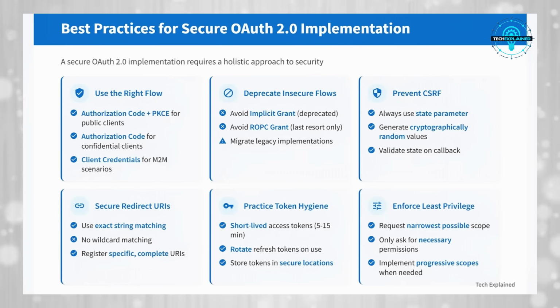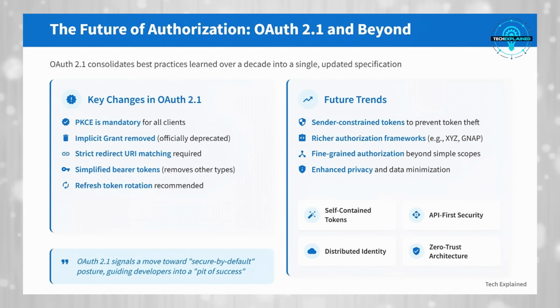The OAuth 2.0 framework continues to evolve. After more than a decade of implementation experience, the industry has developed a clear consensus on best practices, culminating in a new consolidated specification, OAuth 2.1. OAuth 2.1 is not a revolutionary new version of the protocol. Its primary goal is to make it easier for developers to build secure applications by making the most secure patterns the default and removing outdated, insecure options.